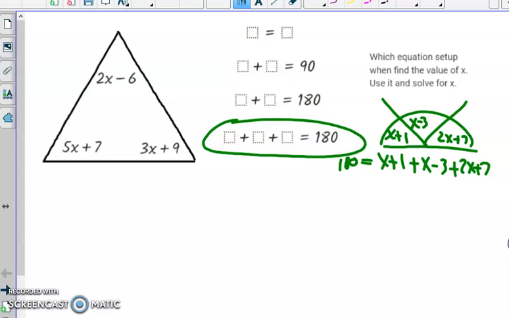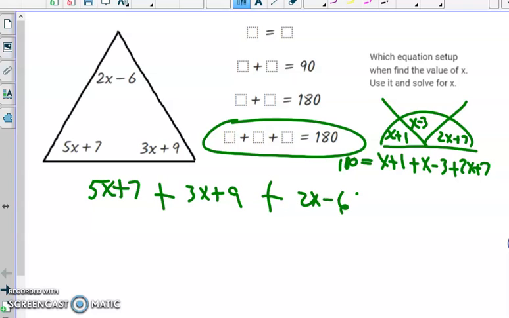But anytime I have a triangle, there are 3 angles. There's only one rule we have that involves 3 angles for a triangle, which is on your toolkit. The sum of the angles is 180. So it's 5x plus 7 plus 3x plus 9 plus 2x minus 6 equals 180 degrees. Then we solve the equation.